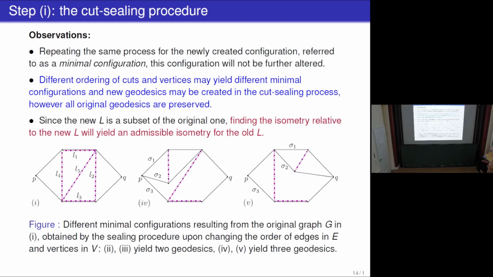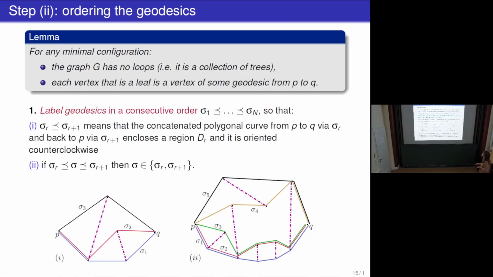Since this new set of cuts is a subset of the original one, if I find an isometry relative to this new smaller set of cuts, it will yield an isometry for the old set of cuts, right? Because I just have less freedom. In the original picture I have more cuts. So if I find an isometry for the new picture with fewer cuts, then the other cuts are just hanging there. They are not opening. They are acting as complete. So now I'm going to look for an isometry for this stable minimal cut configuration.